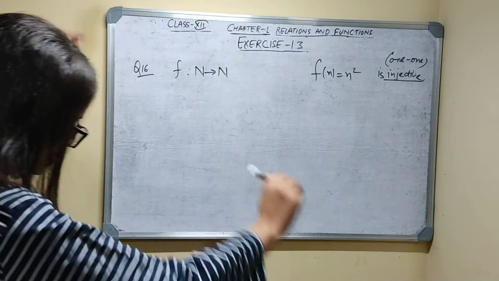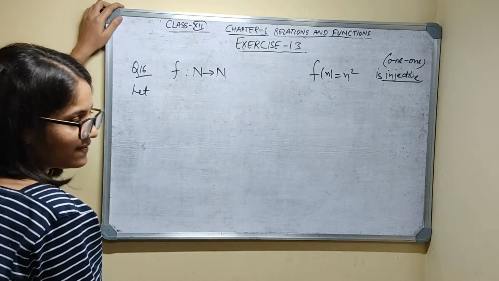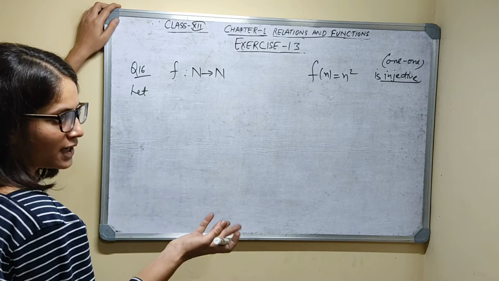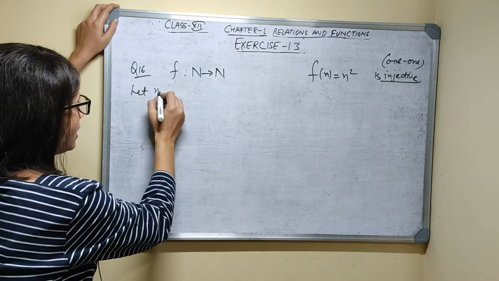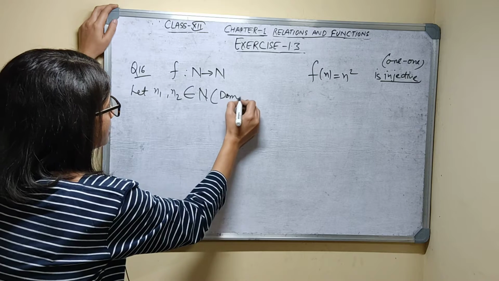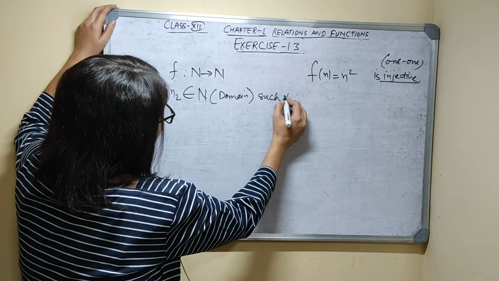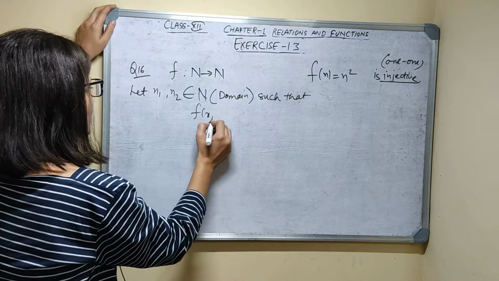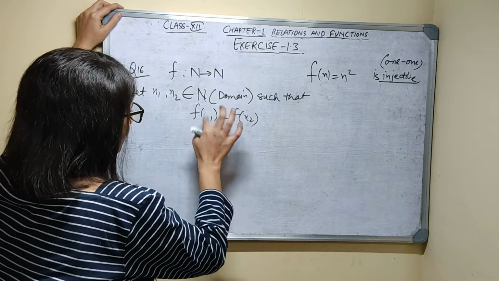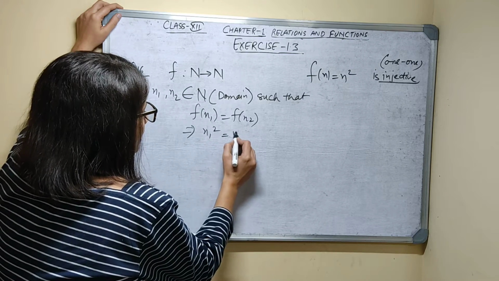Injective. So we will do this: let f of n equal n square, it is given, meaning f of x equals x square. If f of x is given, we take x1, x2. So we can take n1, n2 also. Let n1, n2 belong to the natural numbers, from the domain, such that f of x1 is equal to f of x2, that is, f of n1 is equal to f of n2. So you will get n1 square is equal to n2 square.